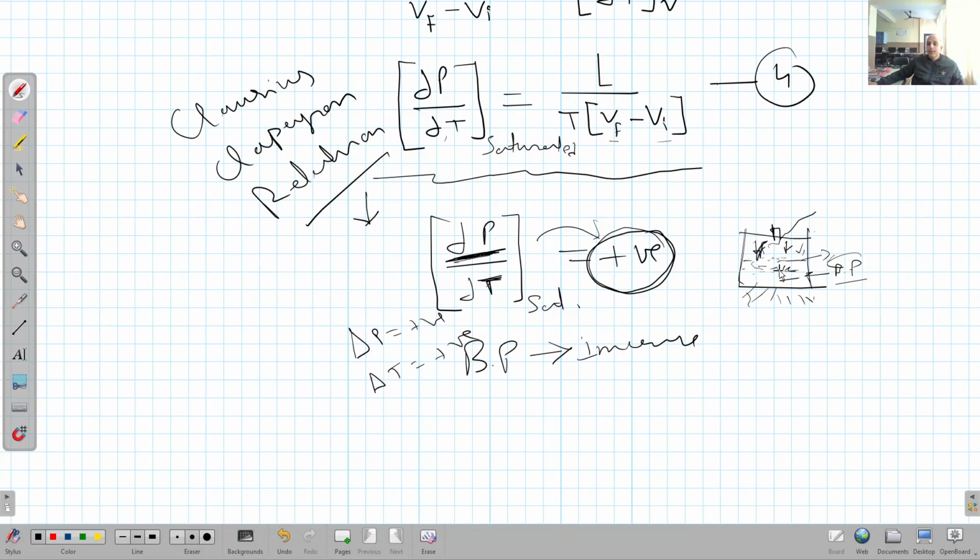Why? Because according to this relation, this has to be positive. So if the pressure increases, delta T is positive, meaning the boiling point will also increase. So the water inside this pressure cooker will not boil, right? It will keep on acquiring the heat. Its temperature will continue to rise with the rise in the pressure, but it will not boil. Clear? So this is one example.